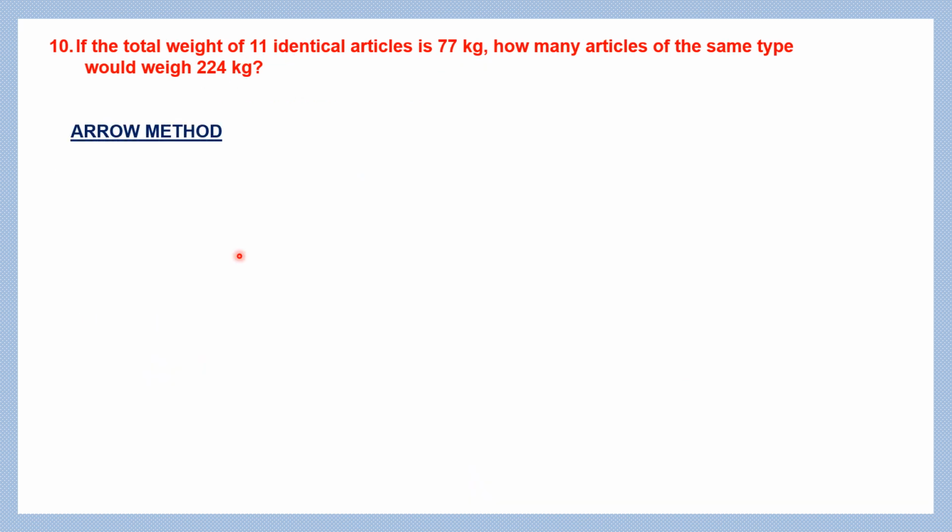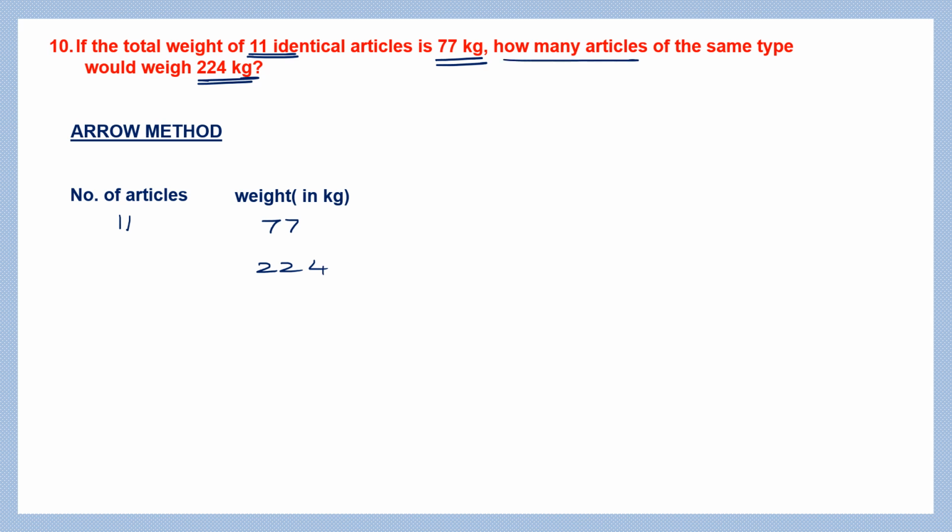The arrow method. So here we make two columns. So one is number of articles and the other is the weight of the articles in kg. So let's fill in. Number of articles here, it's given as 11. So let's write 11 articles, 77 kg, and then 224 kg. They're asking us how many articles, and we don't know, we're going to mark it as x. So here when the weight has increased, the number of articles will also increase.